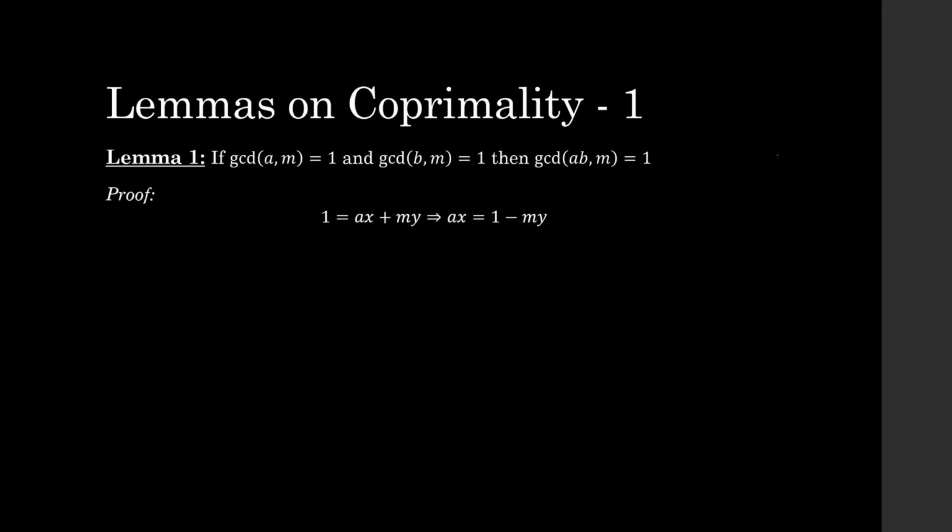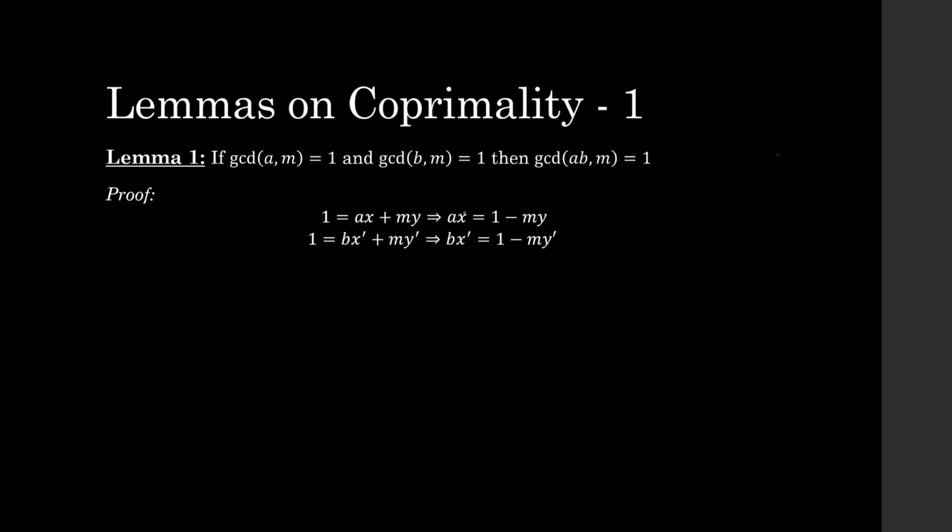Well, the greatest common divisor of A and M being 1 means that 1 is equal to AX plus MY for some X and Y, right? And if I rearrange that equation, I have AX equals 1 minus MY. And I've got the same thing here, with X dash and Y dash for some values of X dash and Y dash. And I just rearrange to get BX dash isolated.